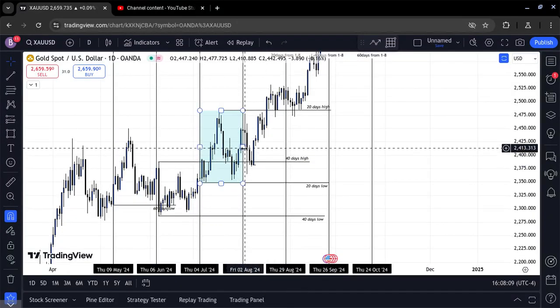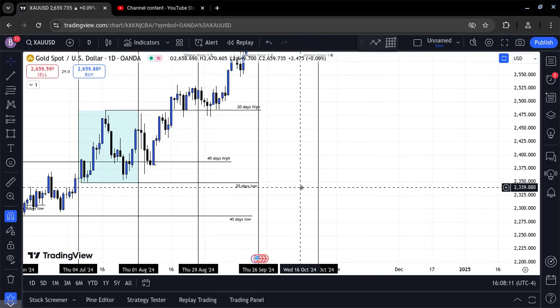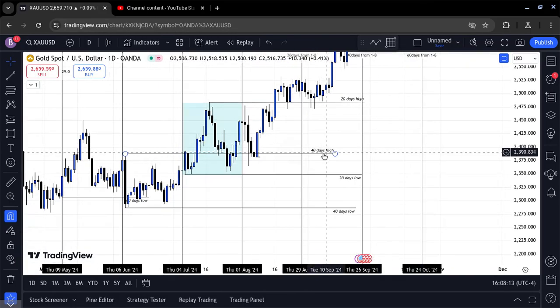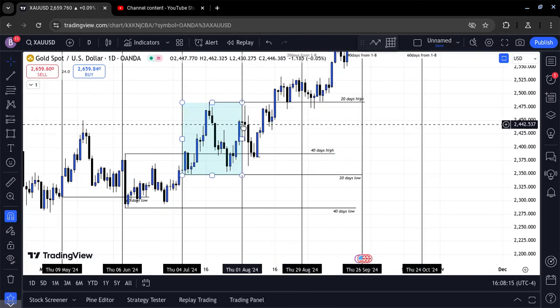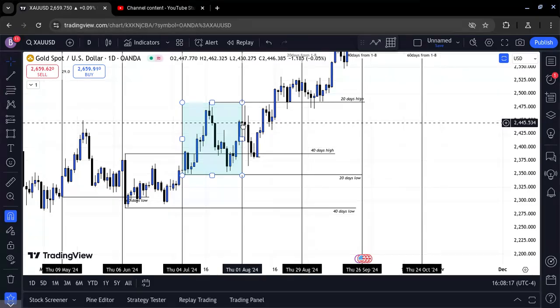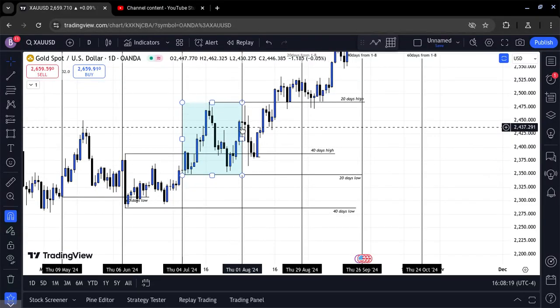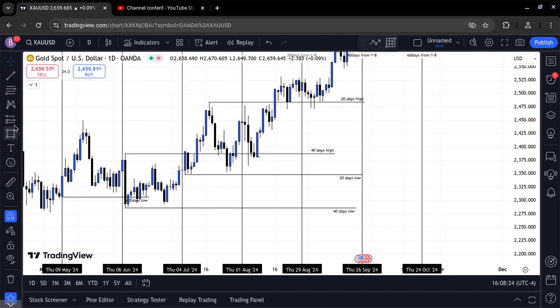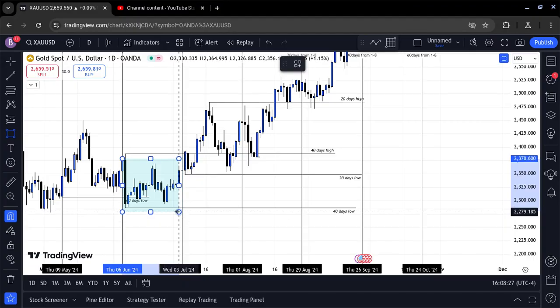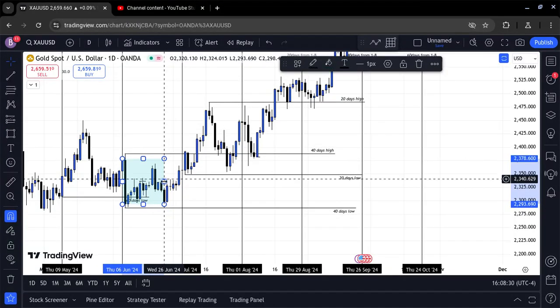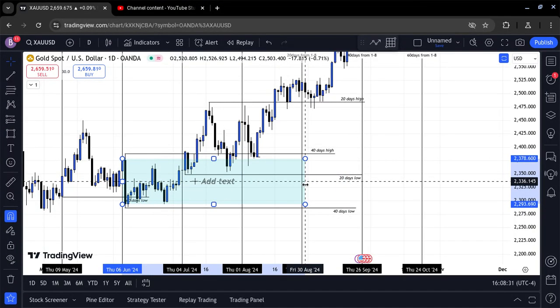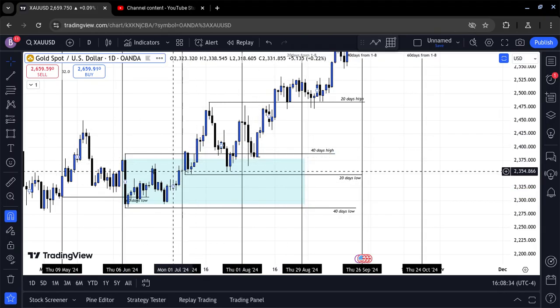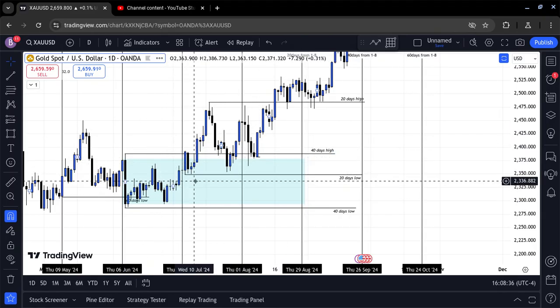Now another interesting thing, this is the 40-day high, the new month opened up right here. Let me just delete this. We're now focused on this zone right here. This is our zone. This is our zone of 40 days look back.